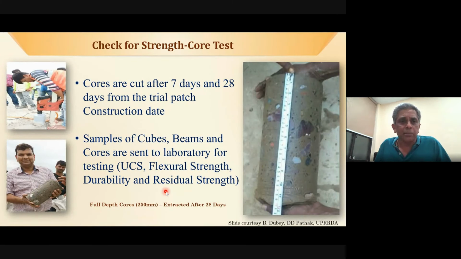So this is an example of something that is done in UP as a part of the FDR initiatives. Cores were cut using field core cutting machines. The cores are cut out after 7 days and after 28 days from the trial patch, of course. Again, they are sent for the various laboratory tests that we mentioned in the previous slide. This is the presentation of a sample that has been collected from this particular location. Now, testing done, then what is the next step?